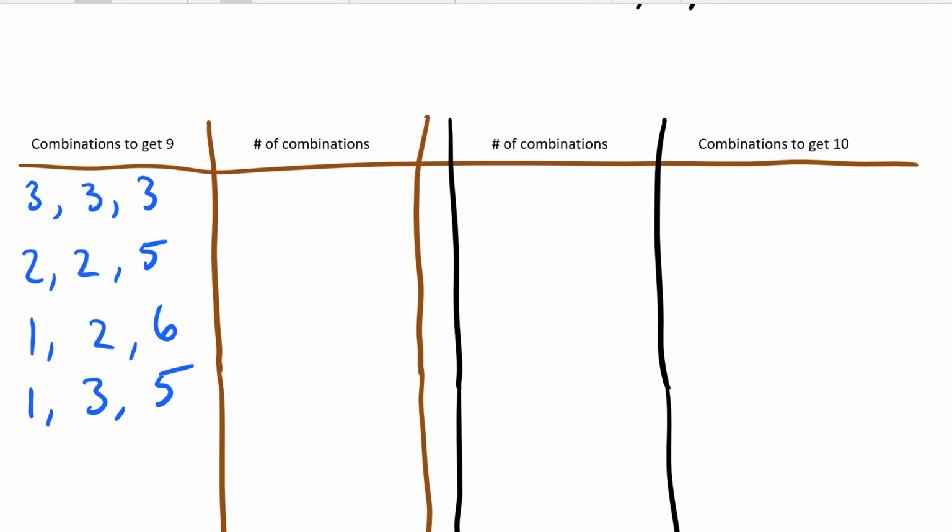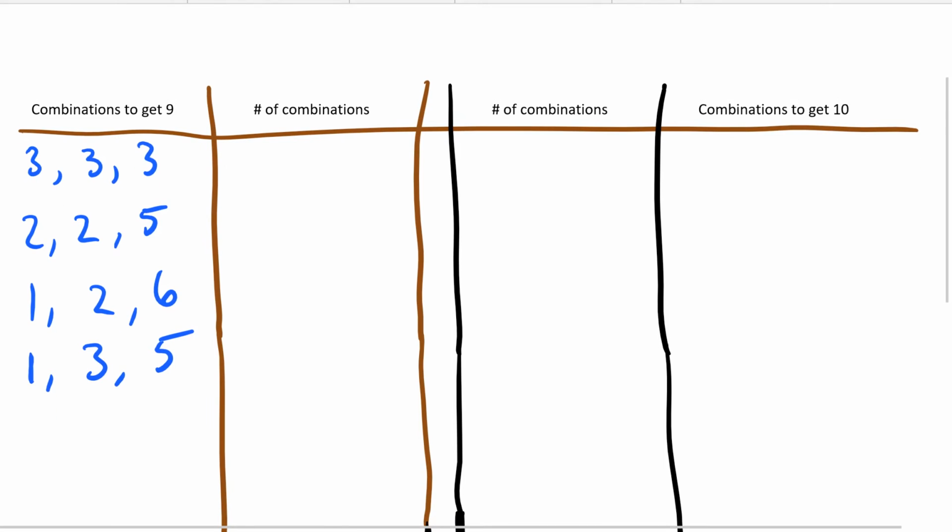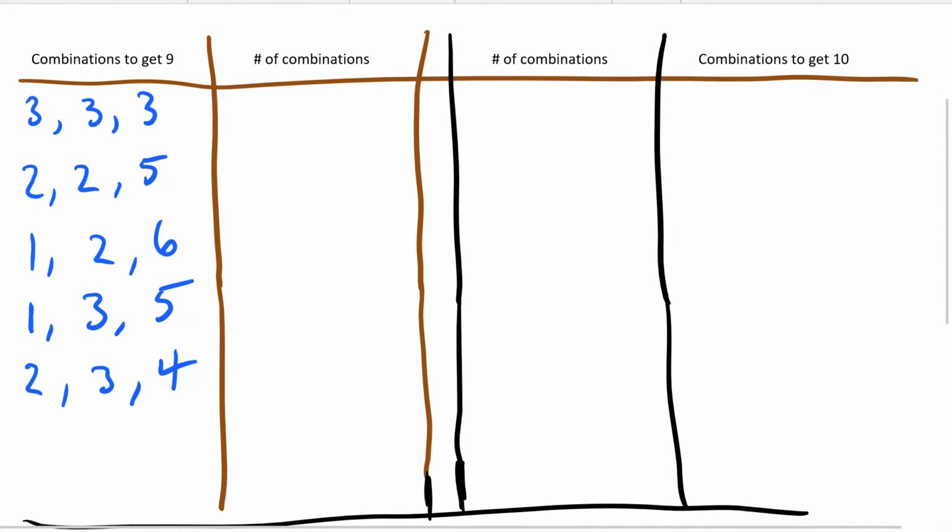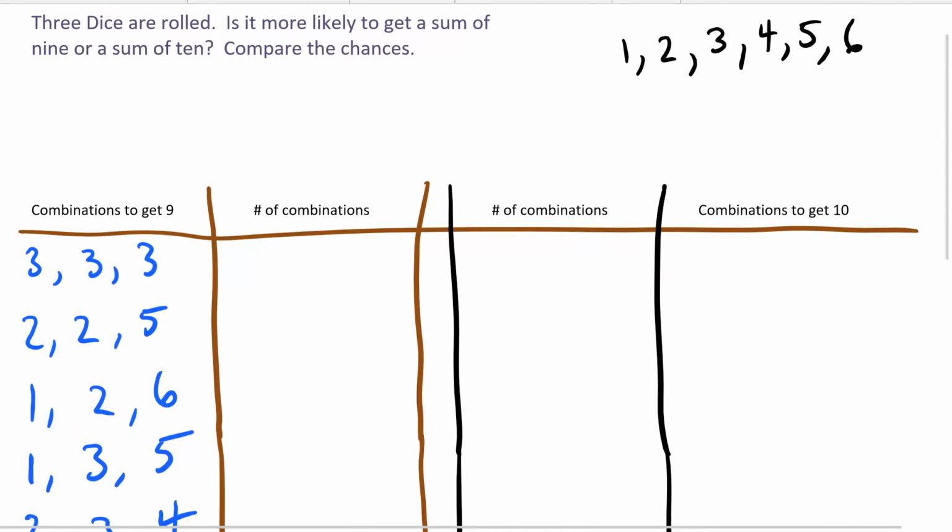We want to see what else we can get that would sum up to 9. 2, 3, 4. And the last one is 1, 4, 4. If you haven't already, pause the video and try to find the combinations that will add up to 10.